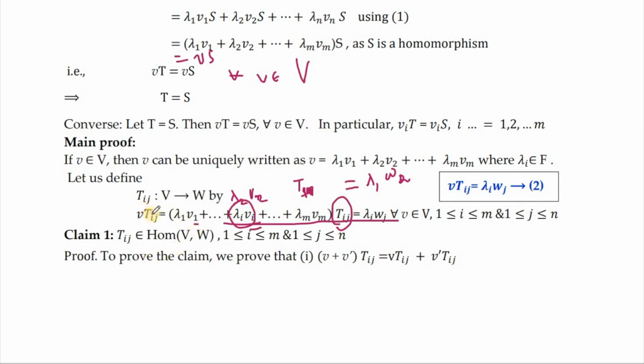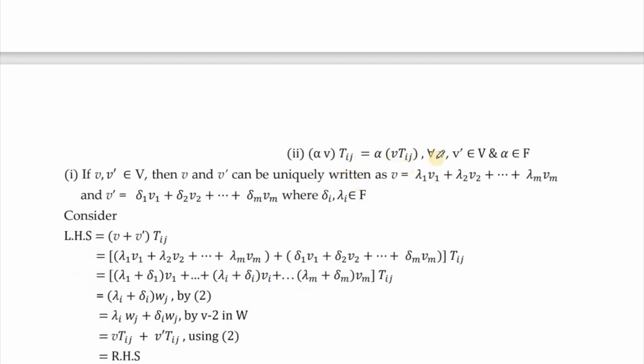Now having got this Tij, we are going to show that the Tijs are members of Hom(V,W), where i and j range from 1 to m and 1 to n respectively. Now to prove the claim, we have to show that Tij under addition satisfies this, and under scalar multiplication also it satisfies the condition, the two conditions. So if v and v prime belong to V, then v and v prime can be uniquely written in this way, because V1 etc. Vm is the basis of capital V.